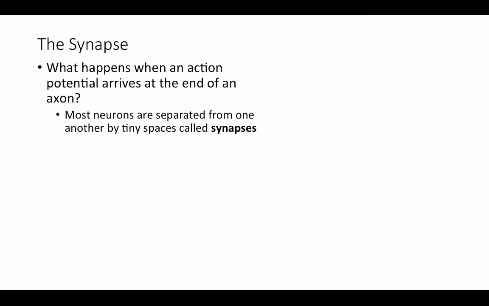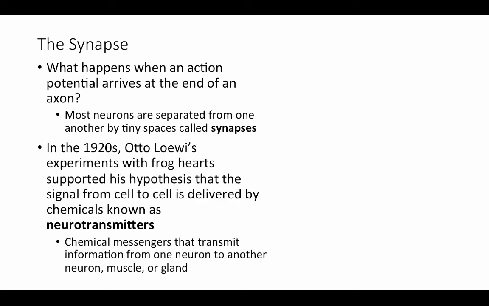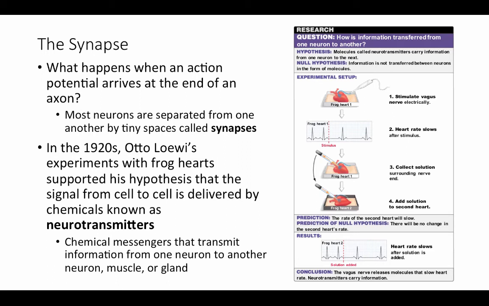So what happens when an action potential arrives at the end of an axon? Most neurons are separated from one another by tiny spaces called synapses. So how do we know how this message is transmitted across the synapse? How do we know that it's a chemical messenger? We've known this for some time. In the 1920s, a scientist named Otto Loewi did some experiments with frog hearts that showed that these messages are actually transmitted chemically. So here is the experiment that he did.